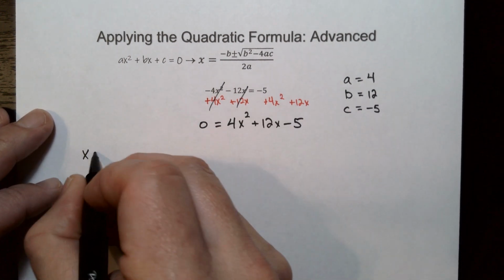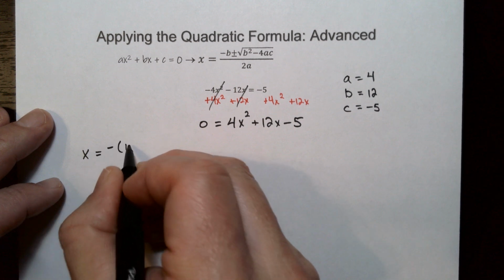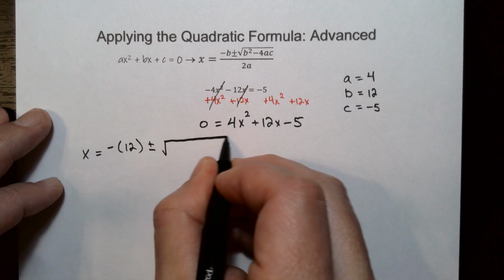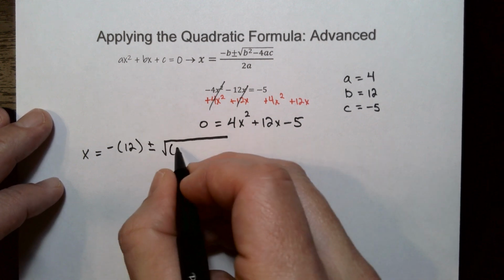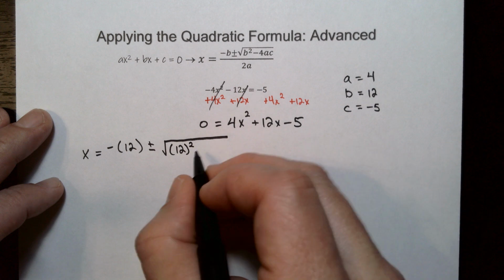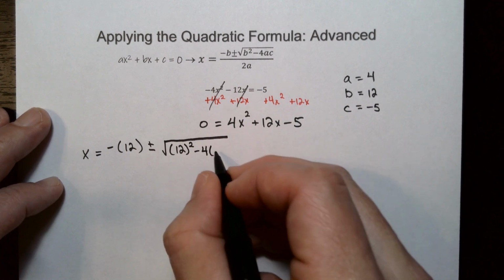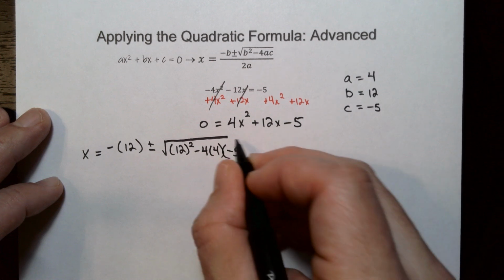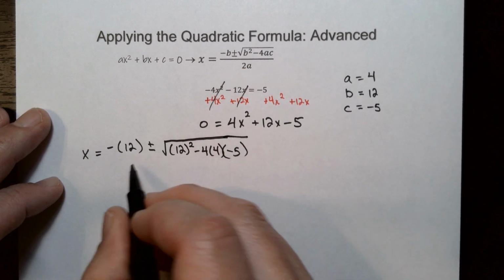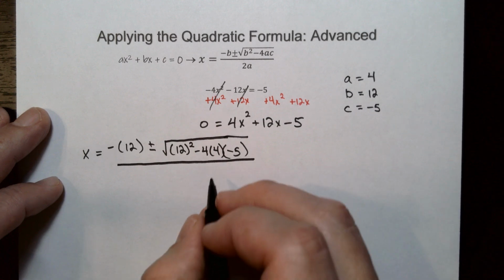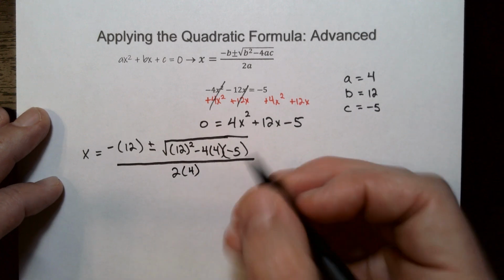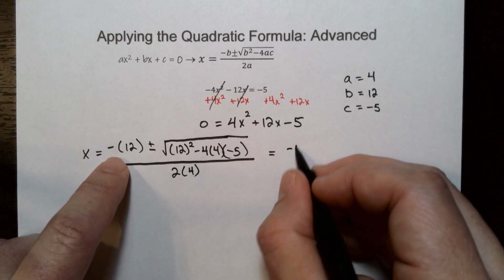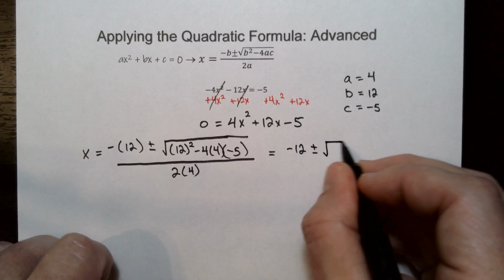So x is equal to negative b, so -12, plus or minus the square root of b squared, so 12 squared, minus 4 times a, which is 4, times c, which is -5. Okay, and then on bottom, we'll have 2a, so 2 times 4. Okay, so let's clean this up. This parentheses is no longer needed, so there's the -12 plus or minus the square root.